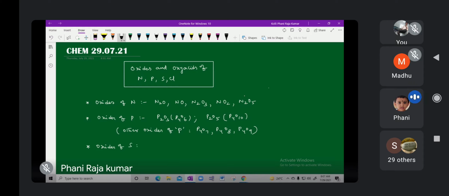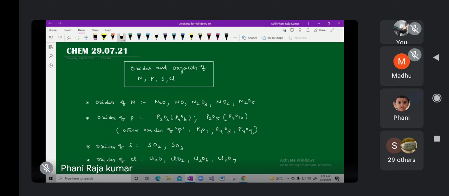Next, oxides of sulfur, mainly these two, SO2, SO3. Next, oxides of chlorine: Cl2O, ClO2, Cl2O6, Cl2O7. These are the oxides of nitrogen, phosphorus, sulfur, and chlorine.